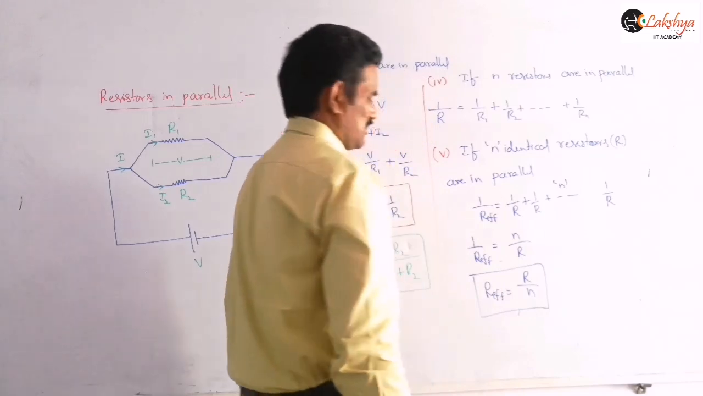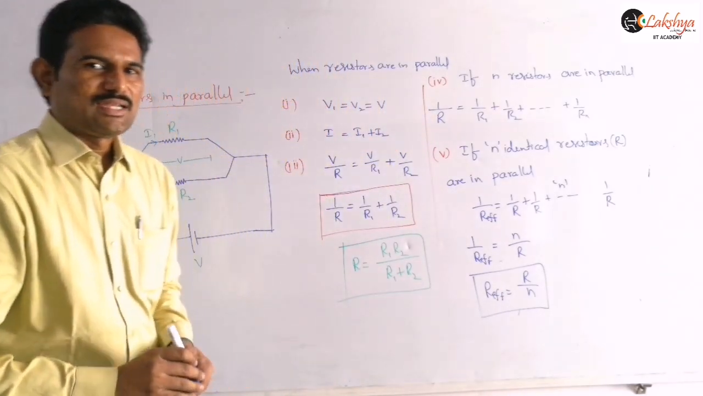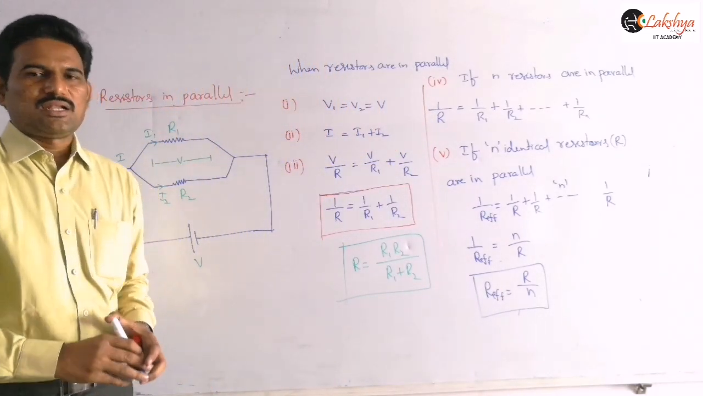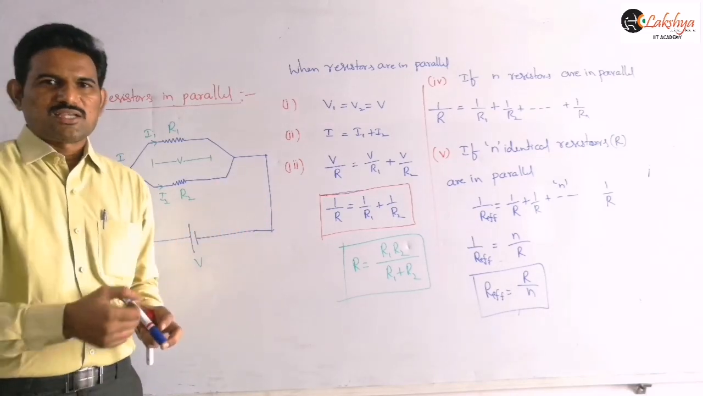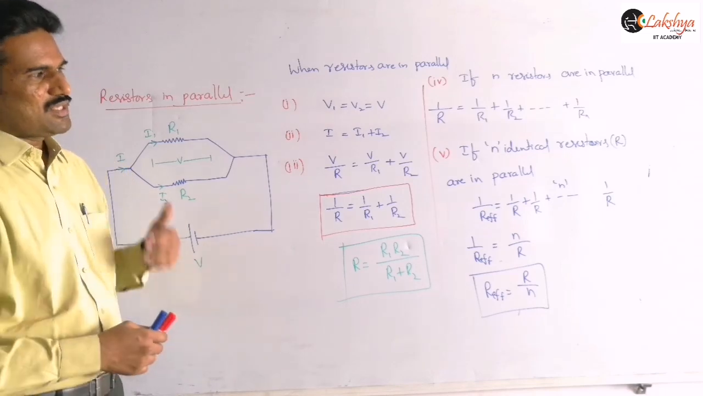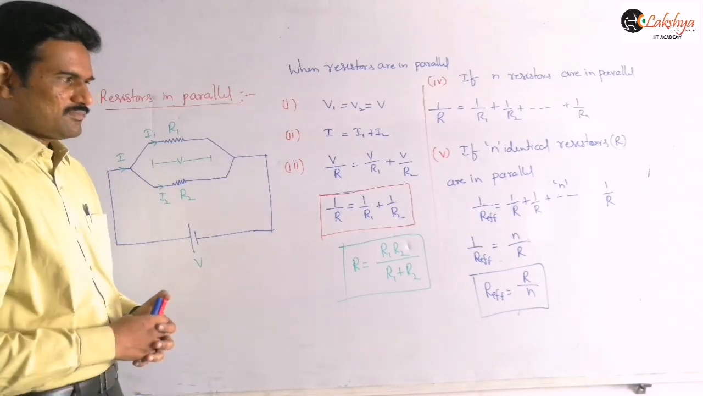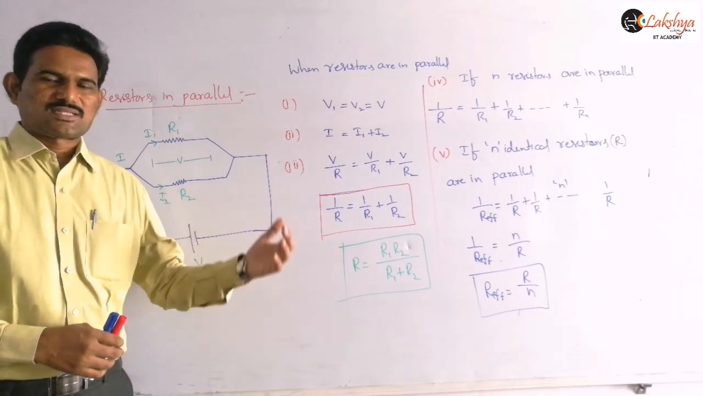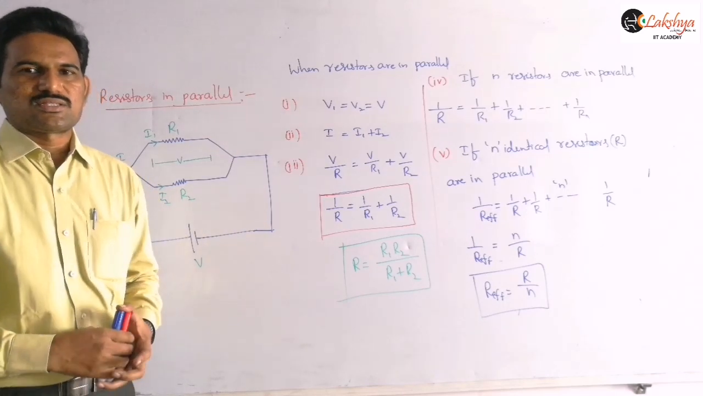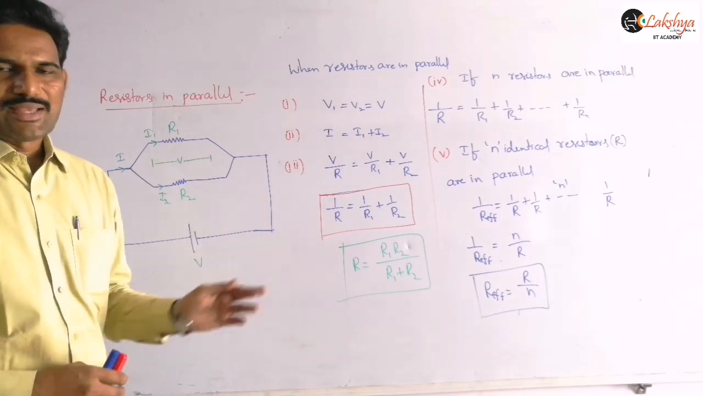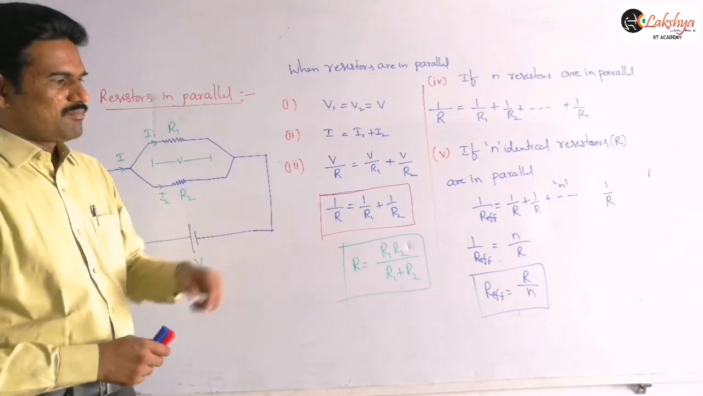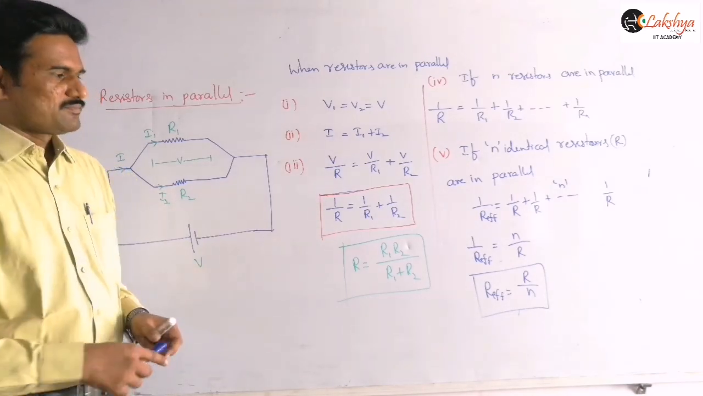So you need to remember this. When n identical resistors are connected in parallel, the effective resistance will become R by n. That means it decreases by n times. Whereas when identical resistors are joined in series, the effective resistance will become n times R, nR, but in parallel it will become R by n, right?